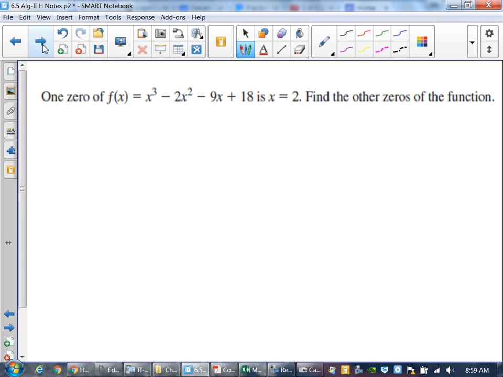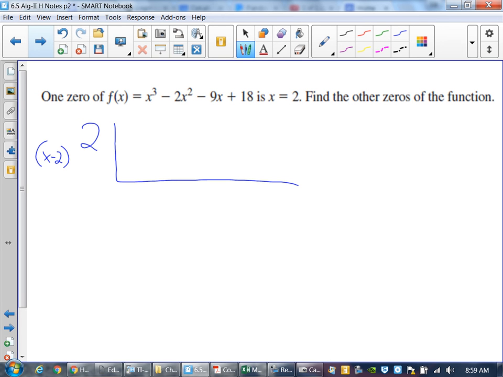One of the zeros of the function, I'm trying to show you guys a bunch of different ways they write this. One of the zeros of the function is x equals 2. So they're telling you the 0 is 2. So if the 0 is 2, what's its term? Very good. So my 0 is 2, which means its term has to be x minus 2.